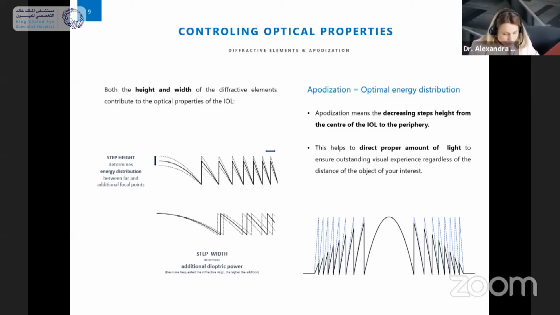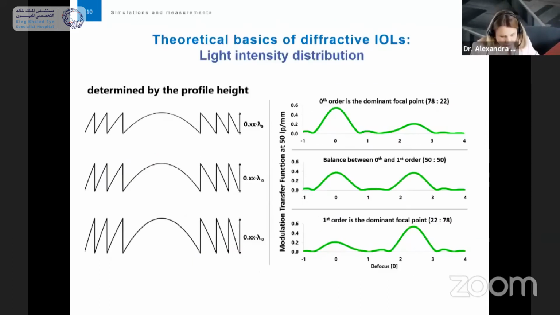This is what I was talking about. So if you play with step height, you can give more energy to far, near, or intermediate focus, and the step width determines the addition that you give to the lens.